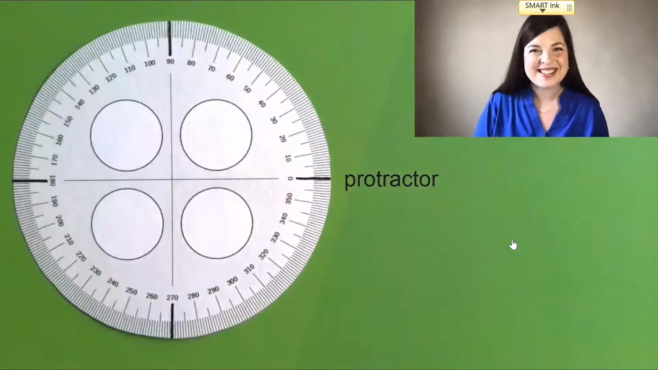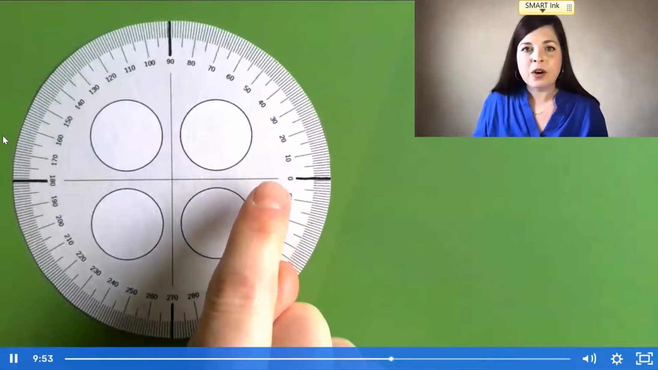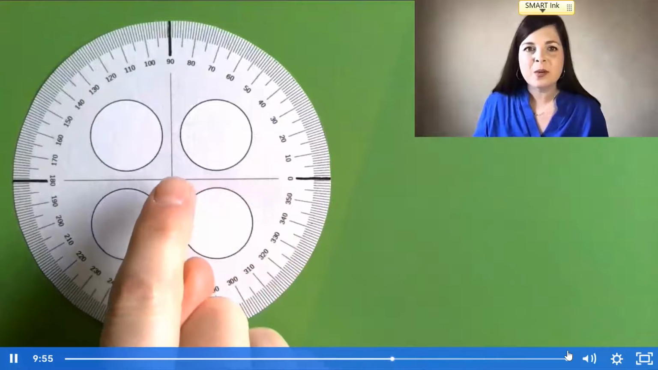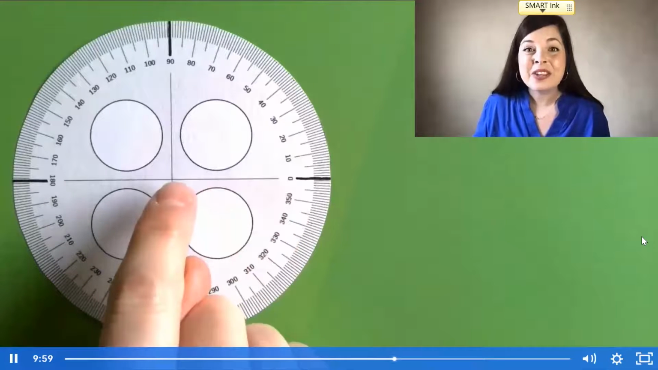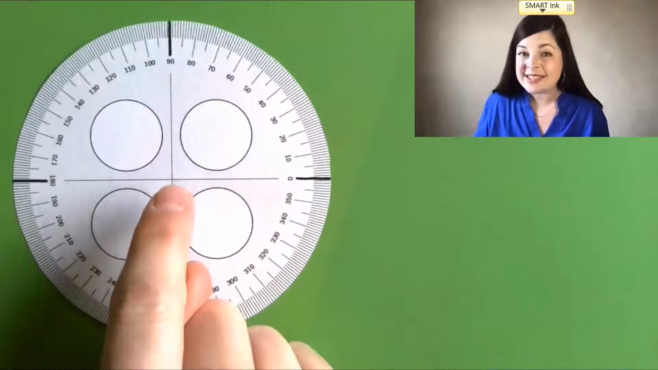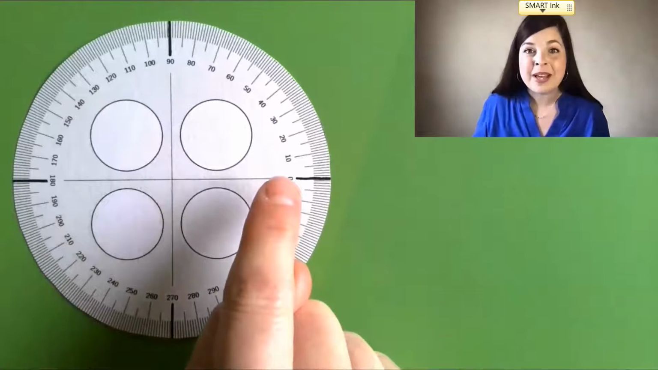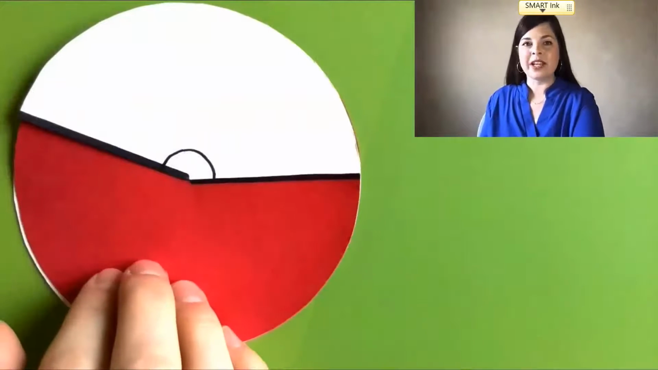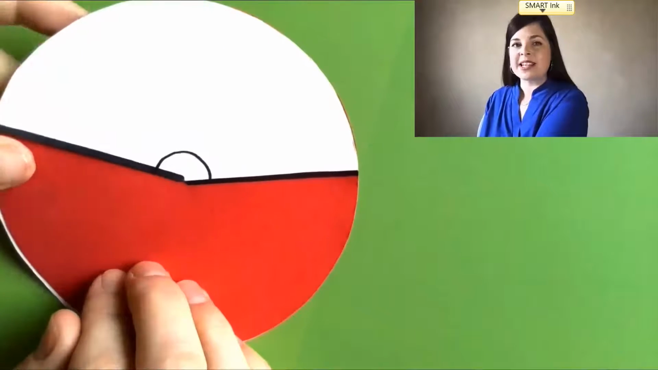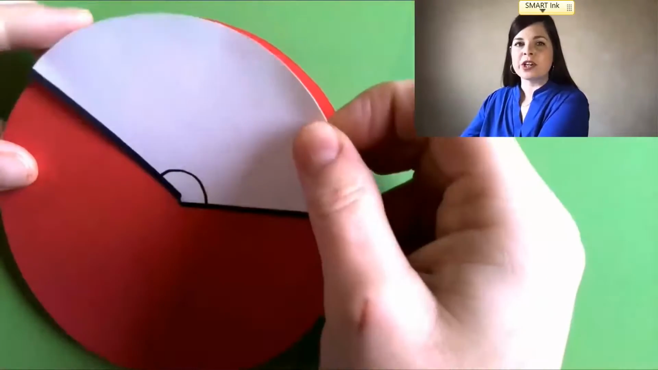Great observations. Now run your finger from 0 across this line to the center point where these perpendicular lines cross. Let's call this our 0 line or our baseline of the protractor because this will be the starting point from where we measure angles. Now we need our angle tool again, so grab that and put them back together if they're not together, and show me a quarter turn.